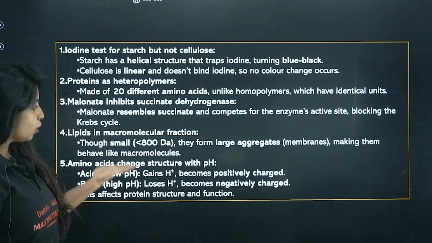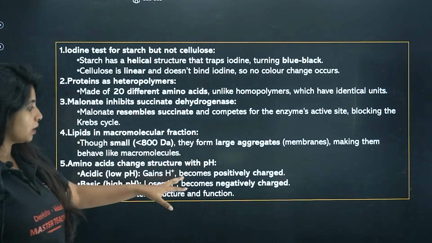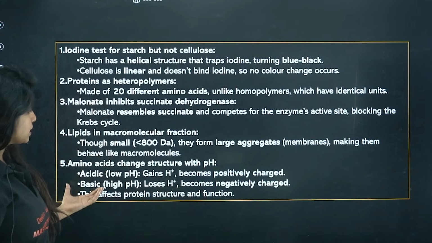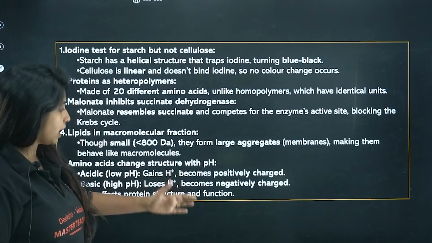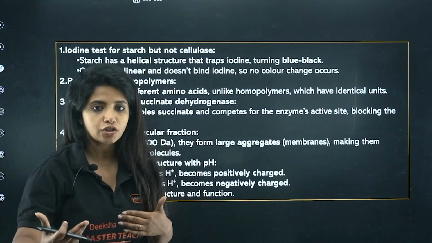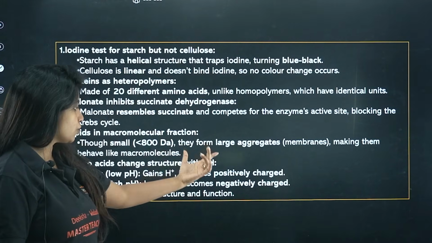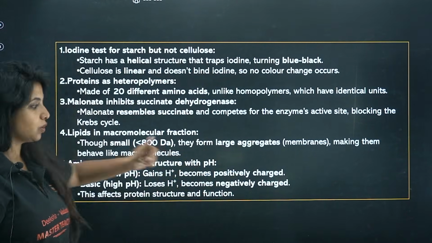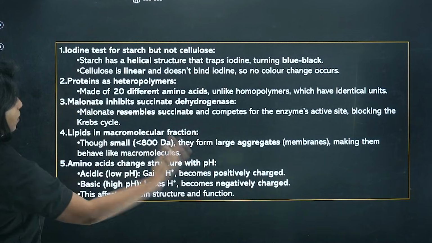Okay. Now amino acids change structure with pH. So in acidic or low pH, it gains hydrogen, becomes positively charged. In basic, high pH, it will lose hydrogen, becoming negatively charged. This affects the protein structure and also their function. Done? So please do not forget positive charge, negative charge also. Whenever there is gain, positive, loss, negative.